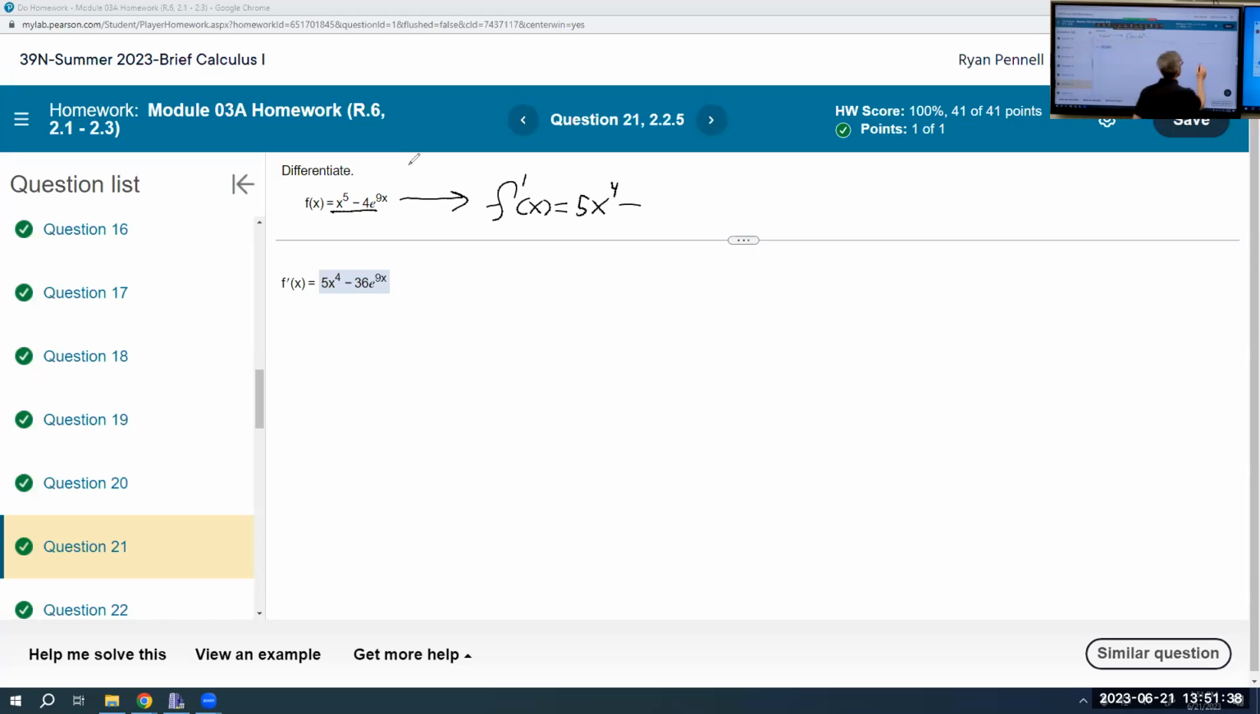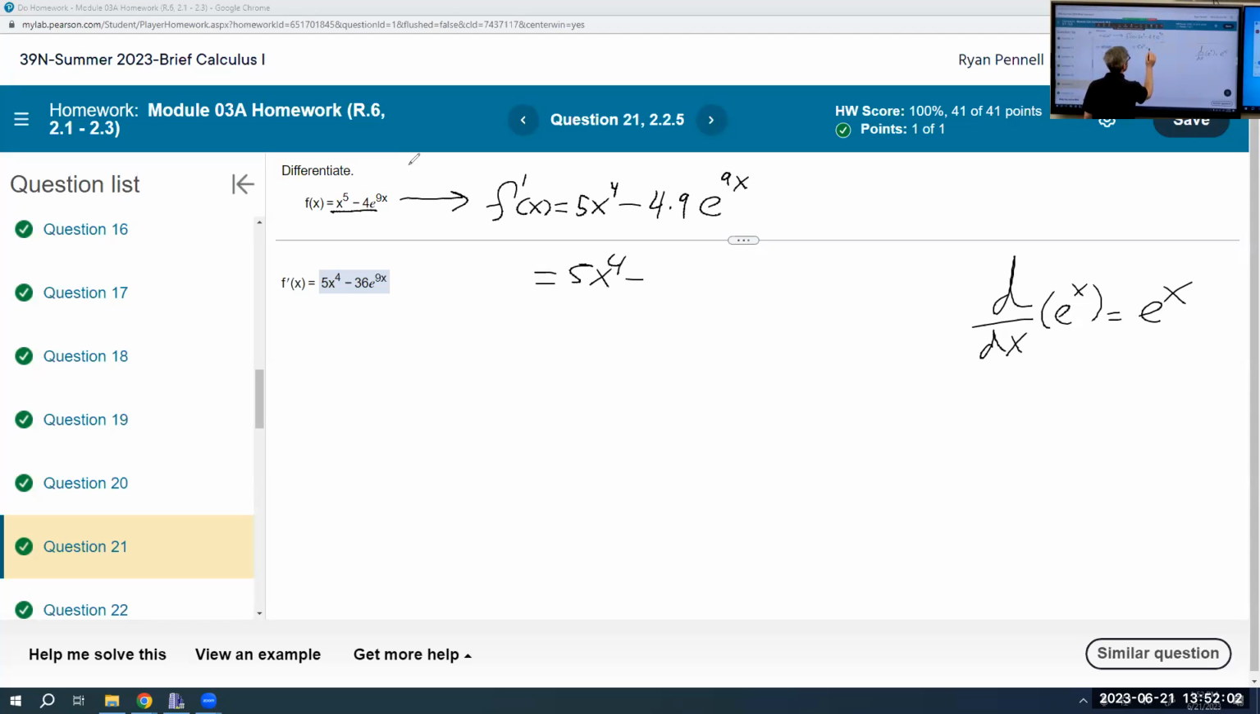If you believe me before, this is e to the x, then you can just bring down that 9. And so you would get 4 times 9, which is 36, right? So this is 5x to the 4th minus 36e to the 9x. Okay, that's where the 36 is coming from. The 9 is just coming down.